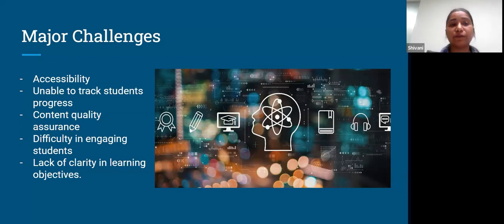Fourth, we have difficulty in engaging students. Sometimes digital content fails in engaging students more effectively. And at the last, we have lack of clarity in learning objectives, which is the major challenge that most students face, because they will be learning in the classrooms from different styles of teaching. And if they find other resources from any website, their teaching methods will be different. So this is a gap in the learning, which every student faces.